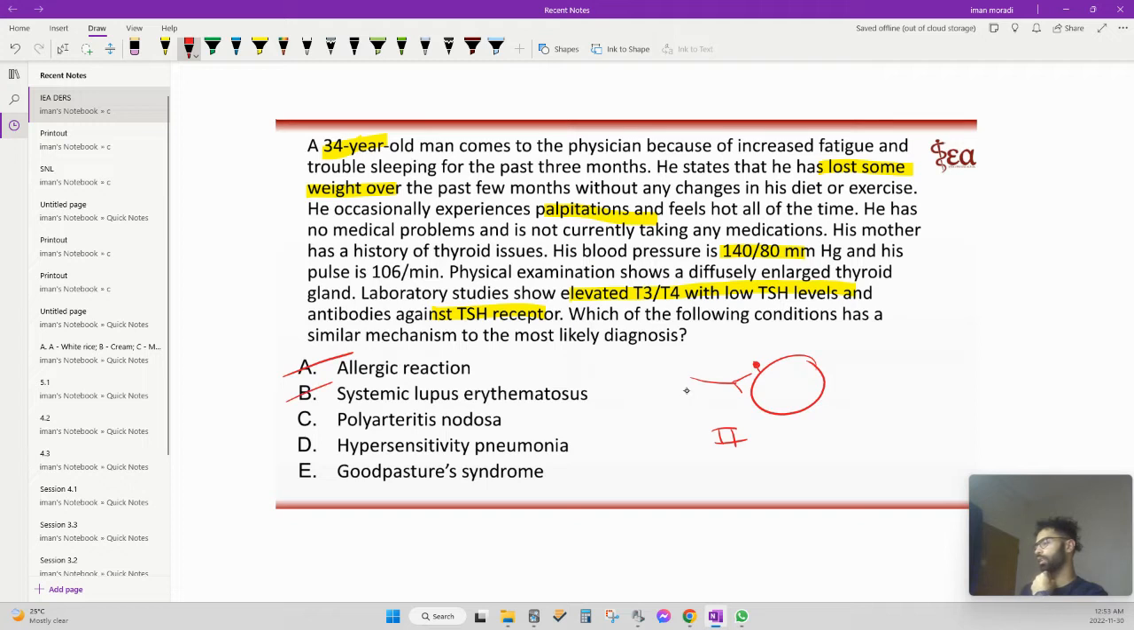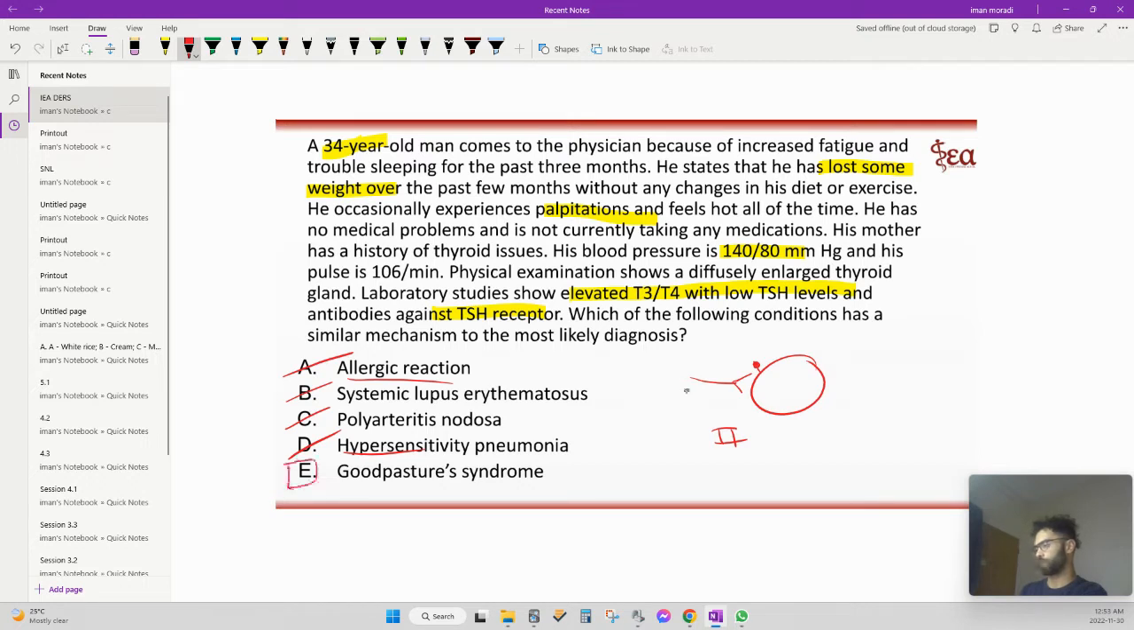Polyarteritis nodosa, this is a lot of type 3. Remember, polyarteritis nodosa is associated with hepatitis B, and that's because you get a lot of antigen-antibody complexes that end up happening near the vessel walls, and that causes damage to the vessel walls. Again, hypersensitivity pneumonitis and allergic reactions are both type 1 stuff.